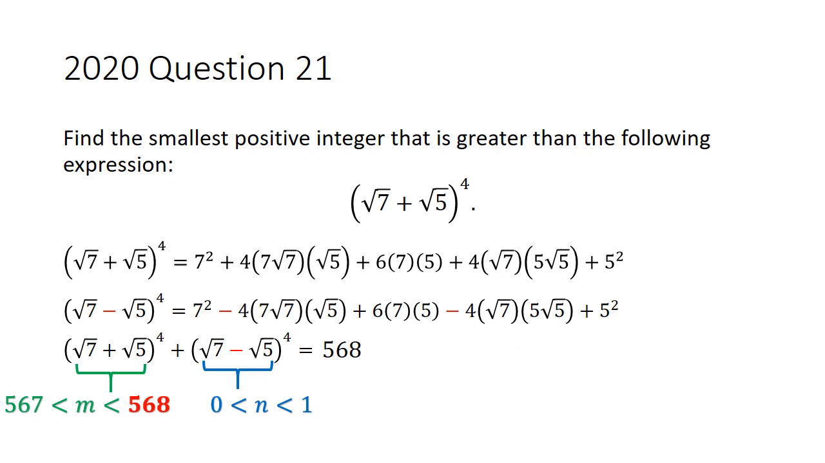And if we calculate the right-hand side, we get 568. That must mean that root 7 plus root 5 to the power of 4 has to be a number between 567 and 568. Therefore, the smallest positive integer greater than the expression given has to be 568, which is our final answer.